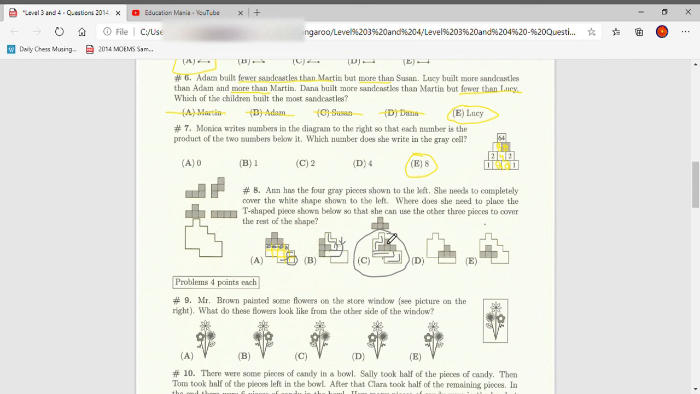So that is all of the 3-point problems. In the next video, I will be going over the 4-point problems. So make sure to watch that.